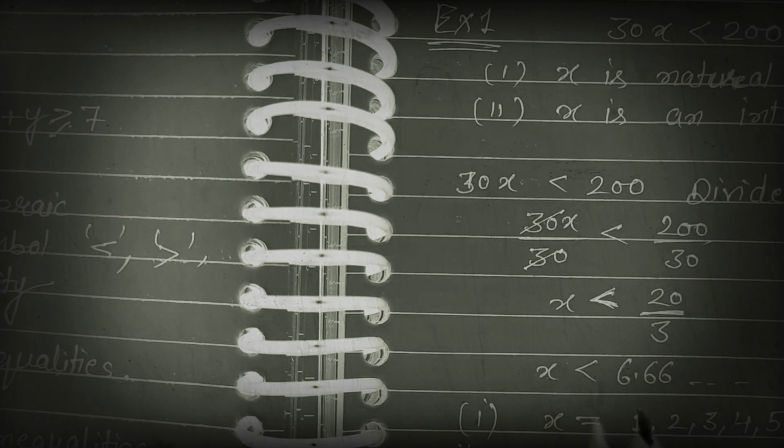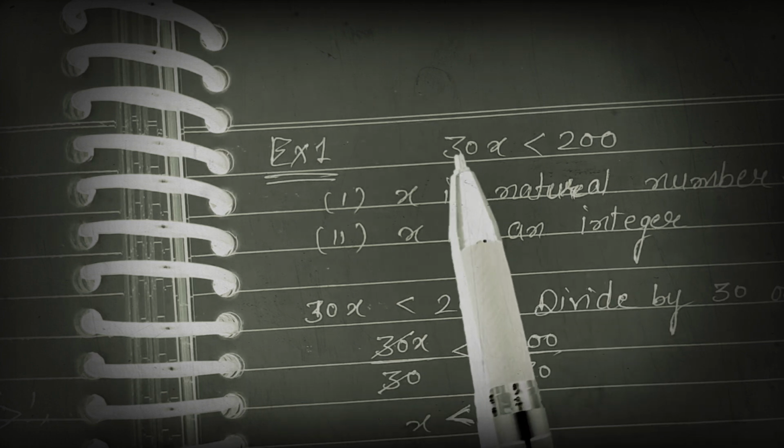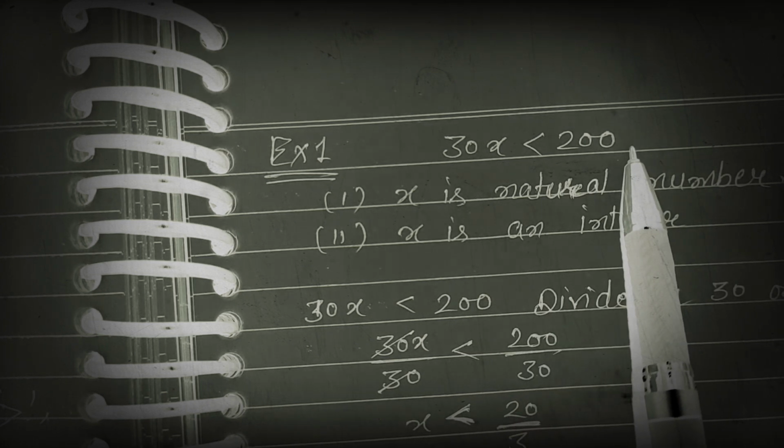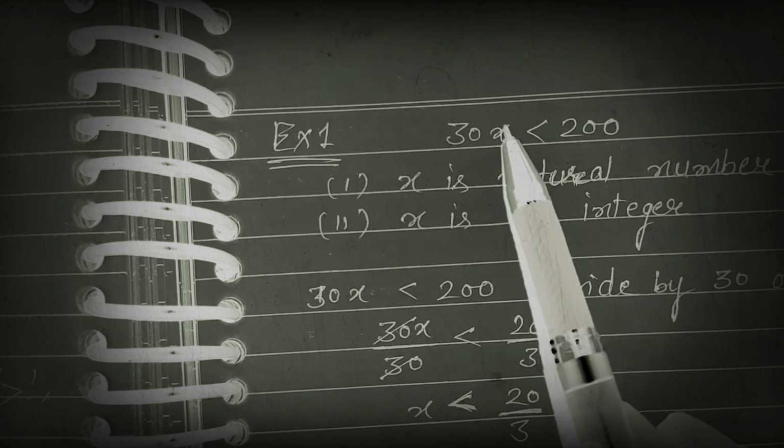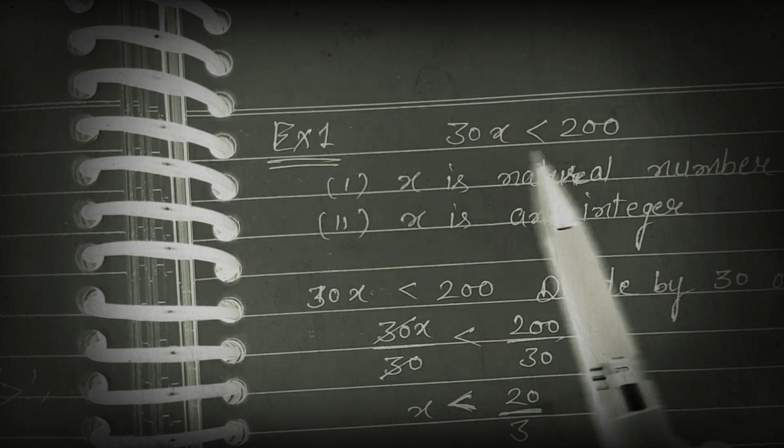Now suppose in the first example, 30x is less than 200. 30x is less than 200. You have to find x, that is, you want to solve this inequation.